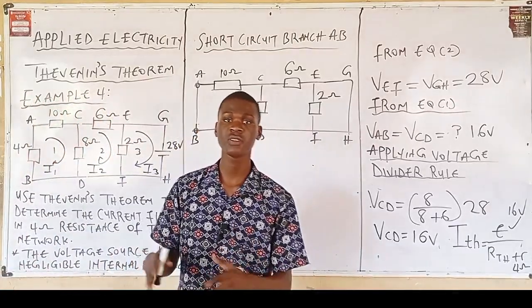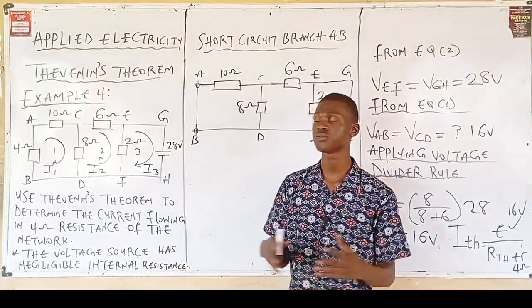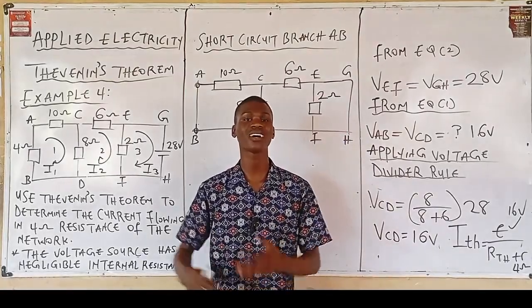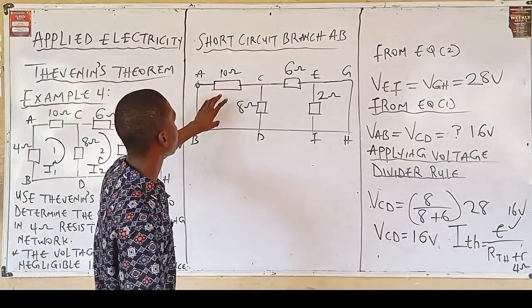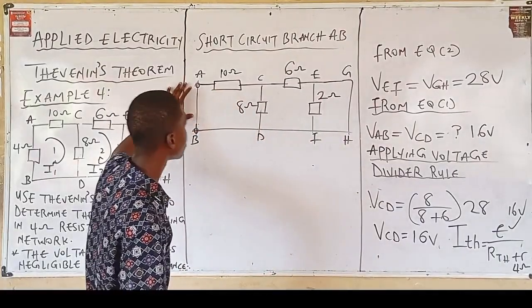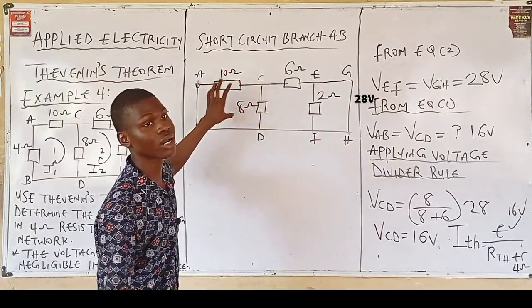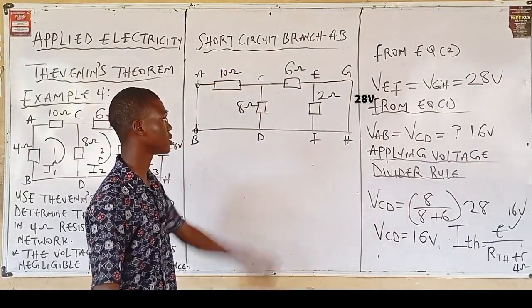Now, how do you get your equivalent Thevenin resistor? Same idea. When it comes to the equivalent Thevenin resistor, you are calculating the equivalent resistance of the other resistors. Now, this is your diagram. Removing your load resistor, you are left with these resistors, and you are calculating their equivalent resistance.